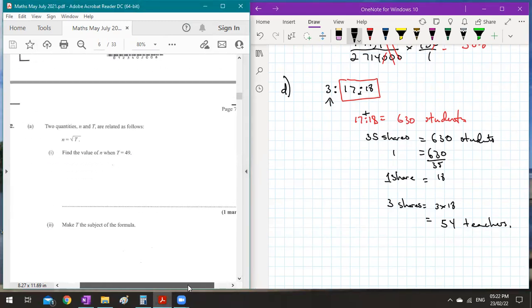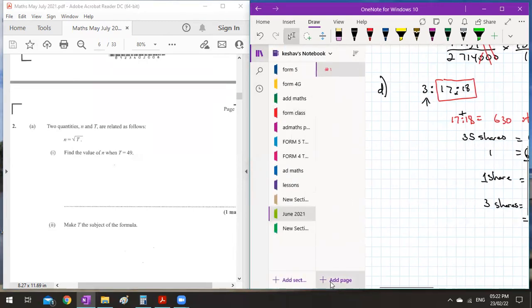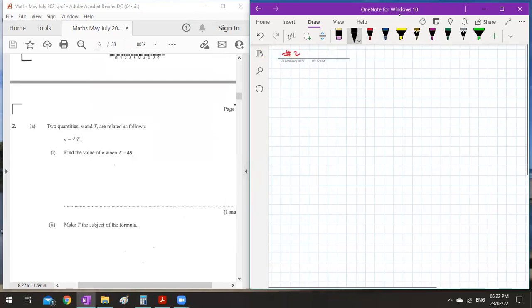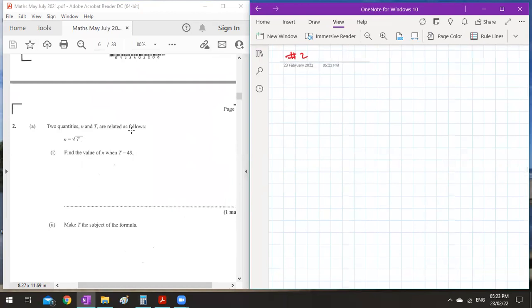And that's the end of question 1. So we'll go on to question 2. Page 2. The quantities n and t are related as follows. This is part A.